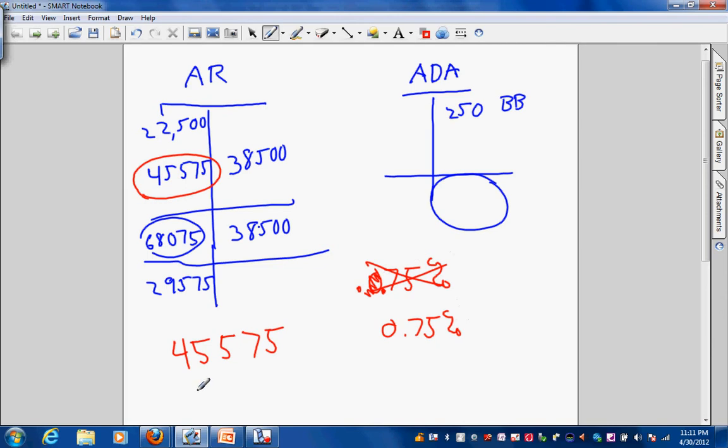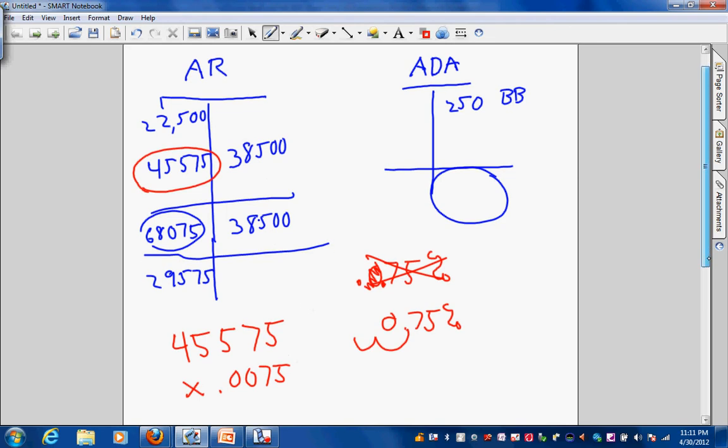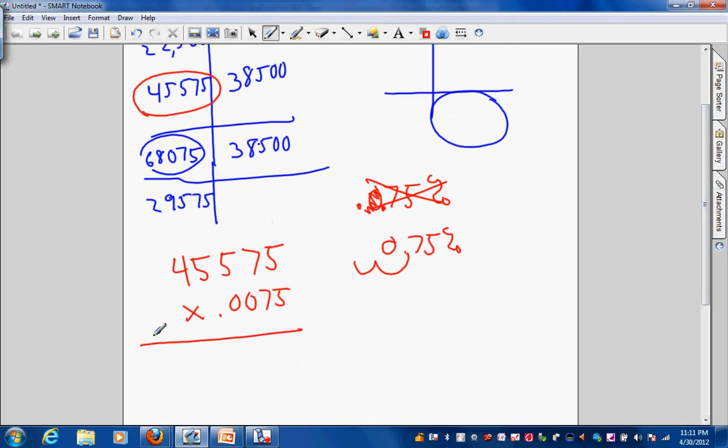Now when I move it over here, and I'm going to multiply by this number, remember to move it twice. So I go 1, 2, actually I should have here for my decimal number 0.0075. Okay, so let me just scroll down a little bit here. When I do the math here, if I say 45575, enter 0.0075 times, I get a number here of $342.